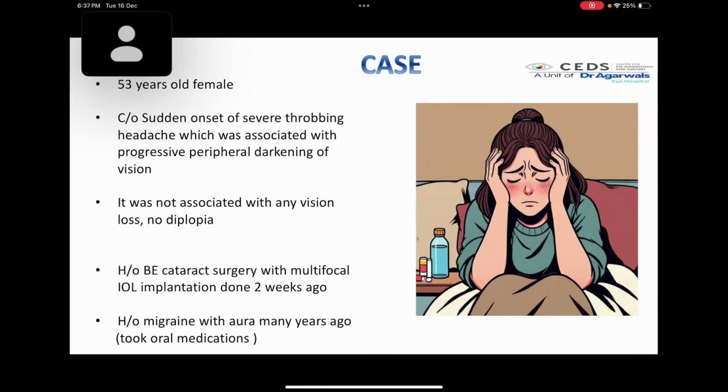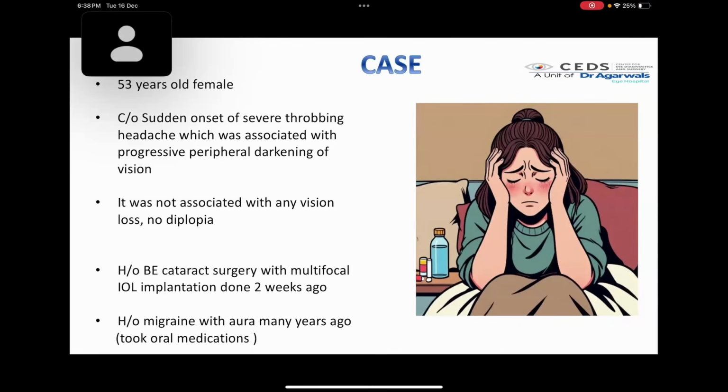She did not have any other vision issues; she could see well and read well. There was no diplopia. There was no history of head trauma, no history of any fall, no fever, no weight loss. The only history was that she had undergone cataract surgery 2 weeks ago, and this was the only significant history that she gave.